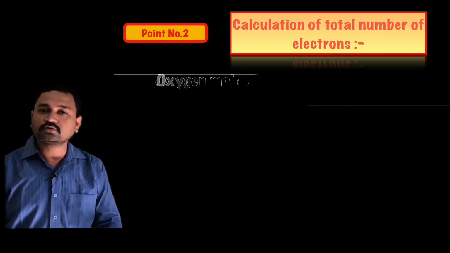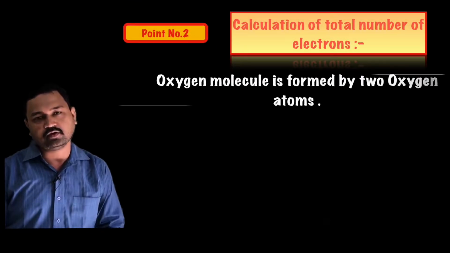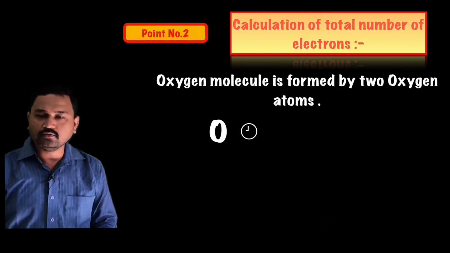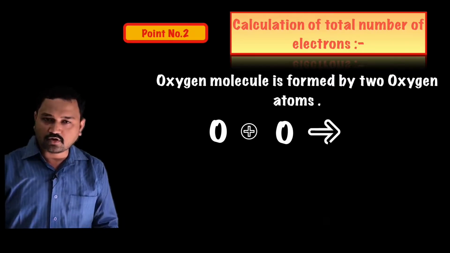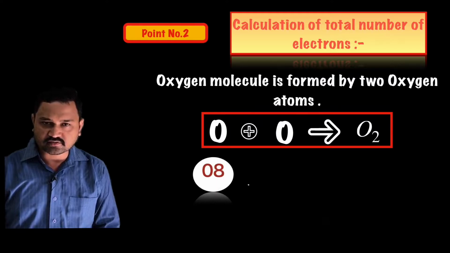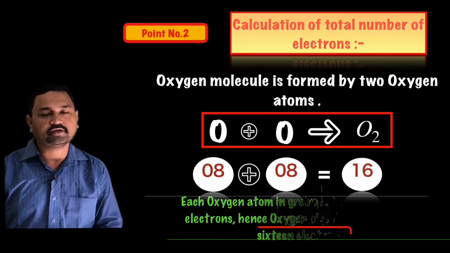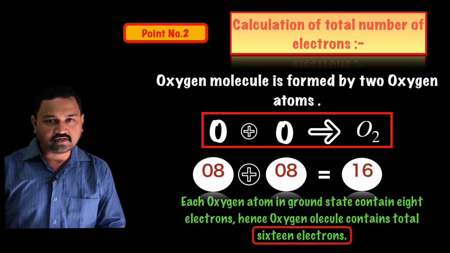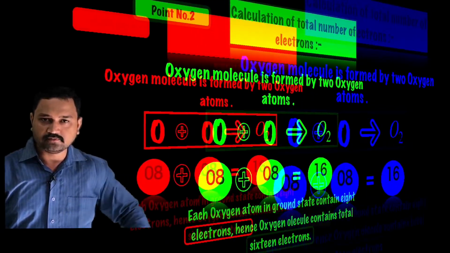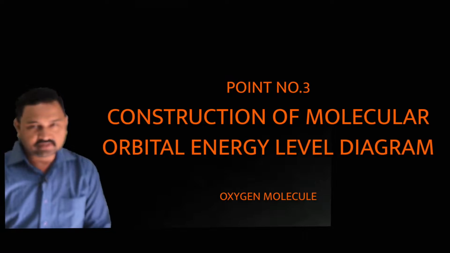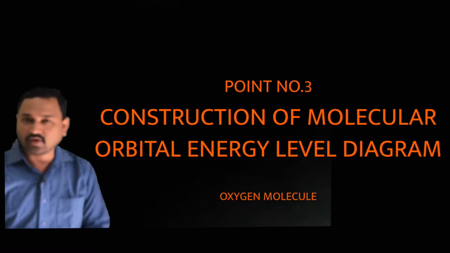Now point number 2, that is the calculation of total electrons in the oxygen molecule. The oxygen molecule is formed by two oxygen atoms and each oxygen atom contains 8 electrons. Hence the oxygen molecule will contain a total of 16 electrons, that I have shown here. Now point number 3, that is the construction of molecular orbital energy level diagram.